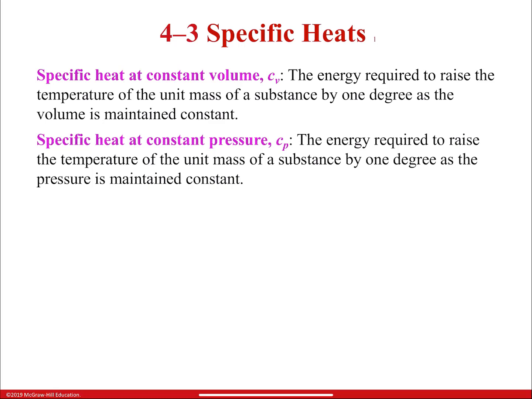They're pretty much amounts of energy required to raise the temperature of ideal masses, but let's just read what it says. So specific heat at a constant volume is the energy required to raise the temperature of the unit mass of a substance by 1 degree as the volume is maintained constant. And specific heat at a constant pressure is the energy required to raise the temperature of a unit mass of a substance by 1 degree as the pressure is maintained constant. That's why you have P and V.